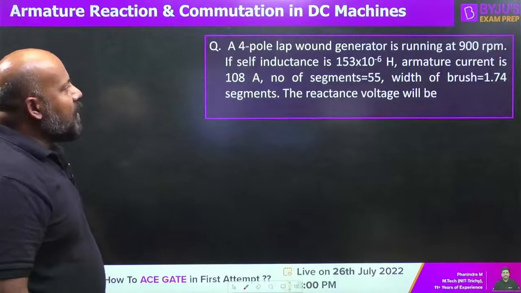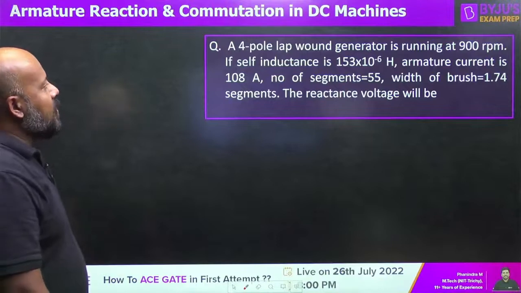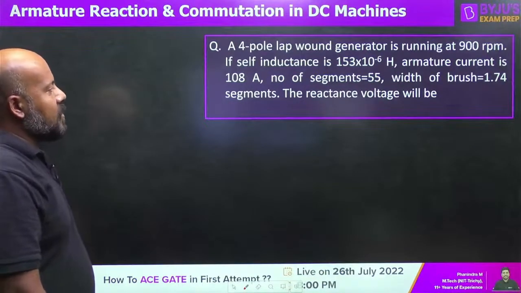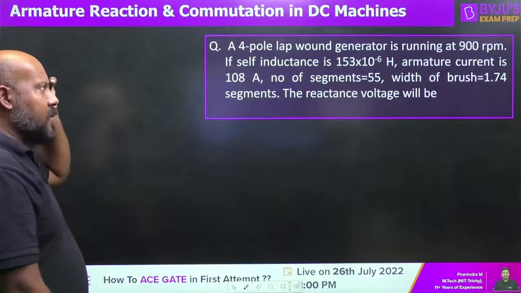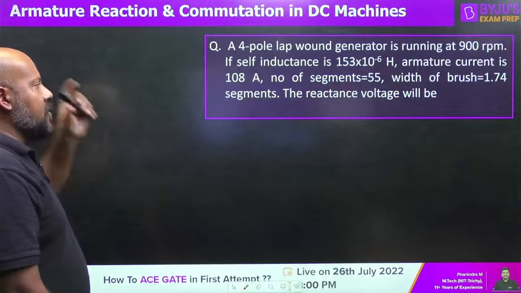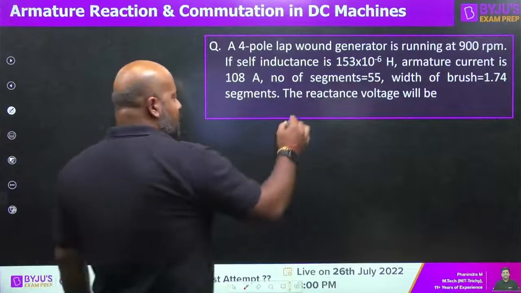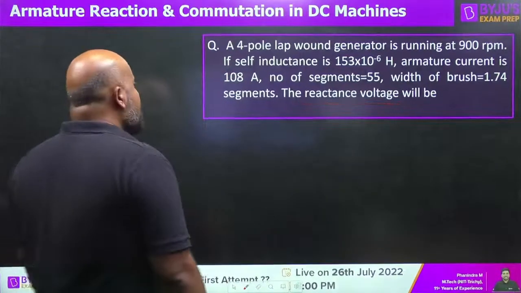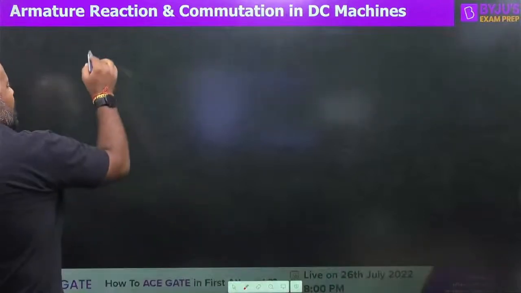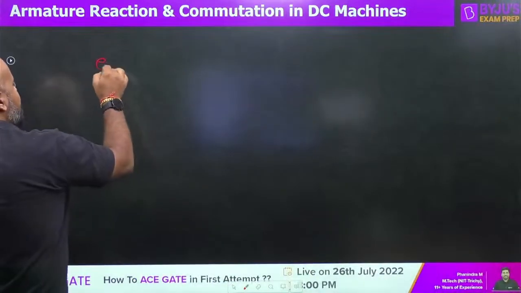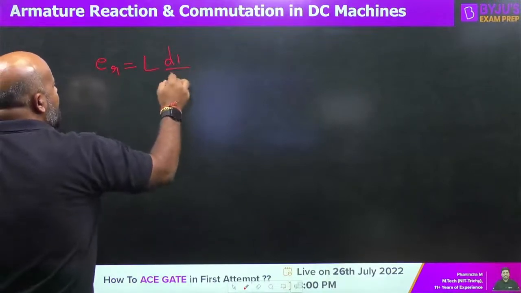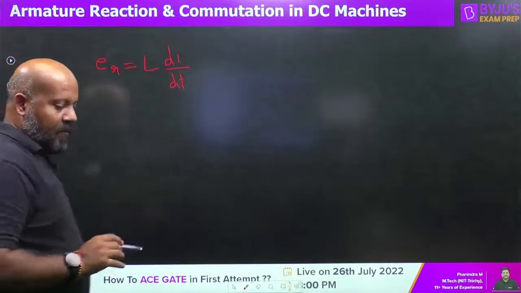A 4-pole lap wound generator is running at 900 RPM. If the self-inductance is this much, armature current is this much, number of commutator segments is this much, width of the brush is this much, what is the reactance voltage? Let us understand first what is reactance voltage. How are we defining the reactance voltage? It is defined as L di by dt.